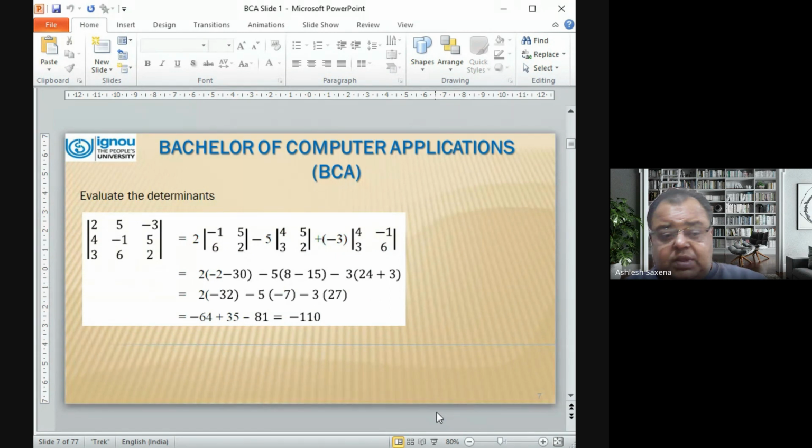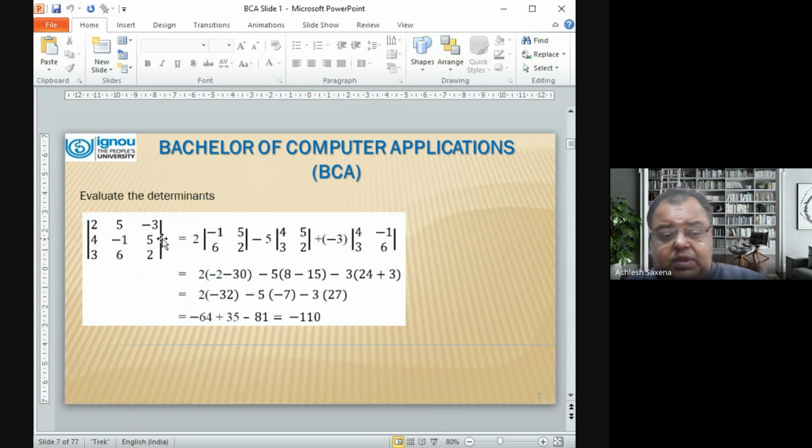Pick 2. Remove that 2, 5, minus 3 and 2, 4, 3. You are left with minus 1, 5, 6 and 2. That will come in matrix form. Second one: first one is plus, second is minus. So it will become minus 5. Then remove this row and this column. You are left with 4, 5, 3, and 2.